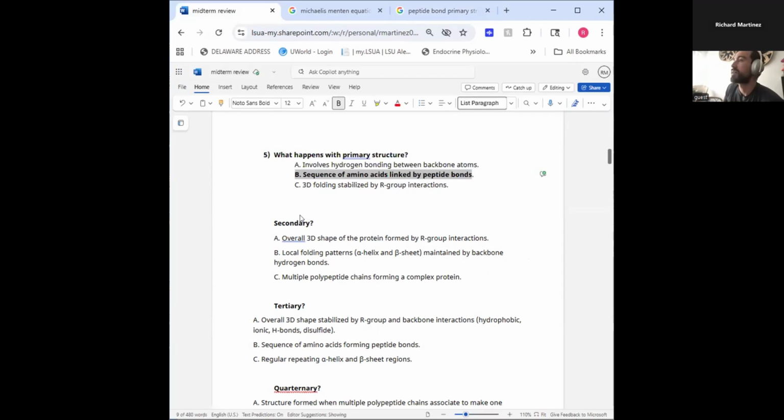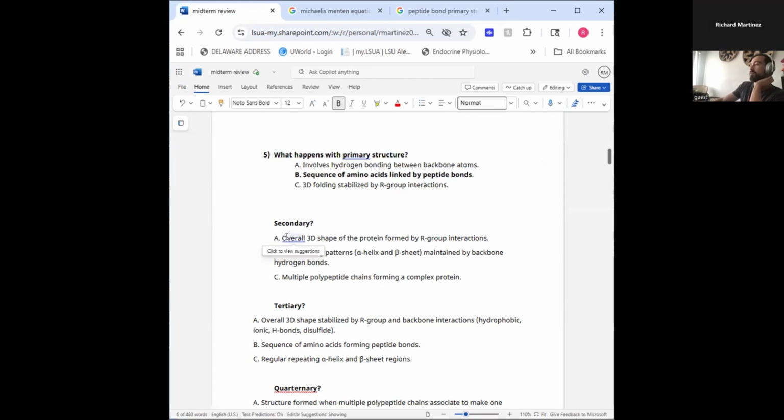Okay. Secondary. Ooh, now we're talking about 3D again. I see that already. About local folding, talking about multiple polypeptide chains. So what is a secondary structure? Well, it's going to have a hydrogen bond between the atoms of the backbone. So that was really this first answer right here. So we're going to look for this first answer somewhere over here.